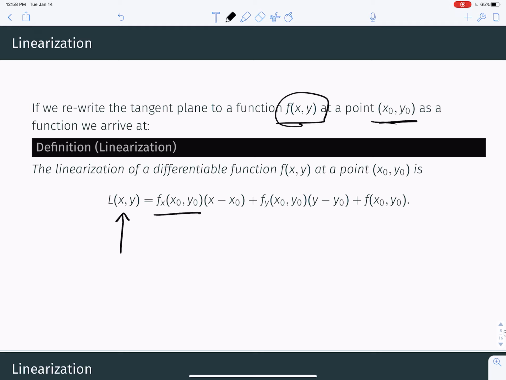So it's the f slope times x minus x naught, the slope with respect to y times y minus y naught, plus the point where you started, the z naught, if you will. But this is a new function, right? And if you had a particular x naught, y naught, all of these would be numbers except for the x and y would be your variables. So it really is a function of x and y. We call it the linearization.